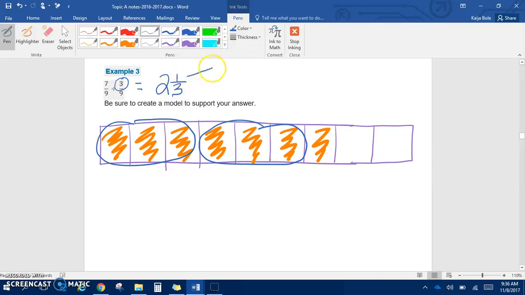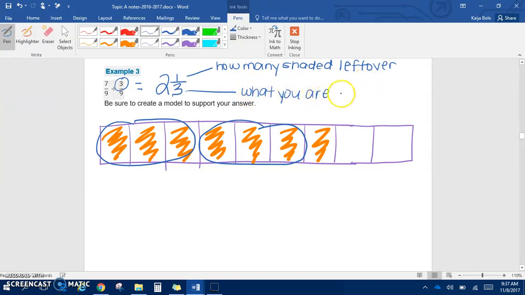If you want to write yourself a little note here, the 1 represents how many shaded are left over, and the 3 on the bottom is what you are grouping by. So again we had 2 full sets, 1 left over, and we were grouping by 3, so our final answer here is 2 1/3.